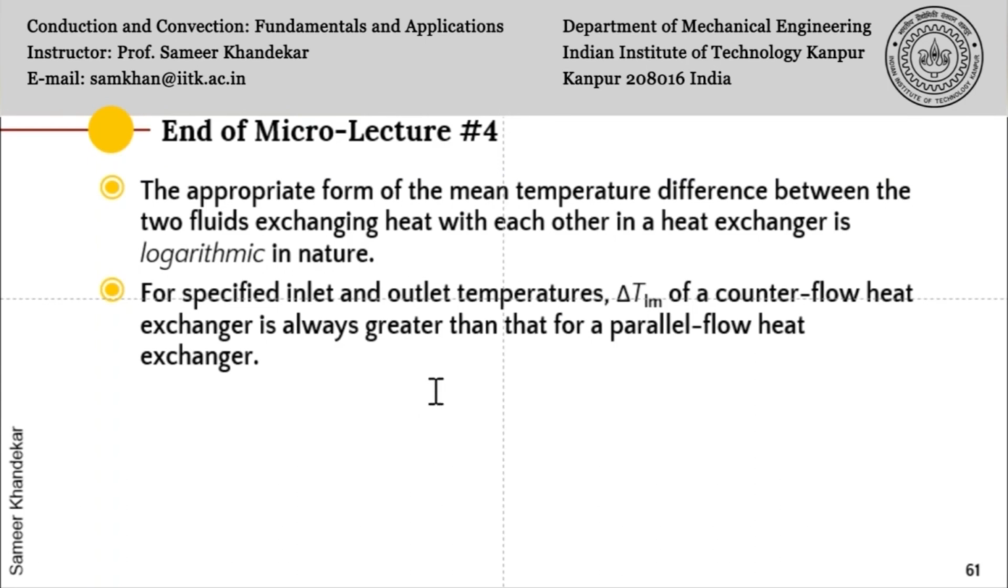Now, how do we go about finding the LMTD for other configurations? Right now, we have only done the simple pipe-in-pipe heat exchanger. So for other types of heat exchangers, how do we find the LMTD is what we will take up in the next lecture, and also we will see how the arithmetic mean temperature difference can be compared, or is it comparable with the LMTD.